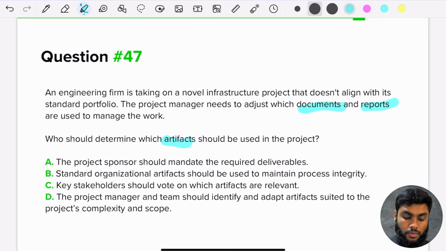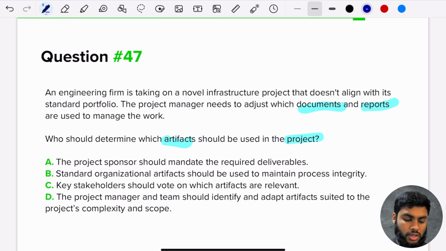I can already tell you that the team should. The team and the PM. That's just a known fact. Why? Because they're working on the project. Project sponsor, no. Standard organizing artifacts should be used to maintain process integrity. Well, that doesn't answer our problem. Key stakeholders should vote on which artifacts are relevant.